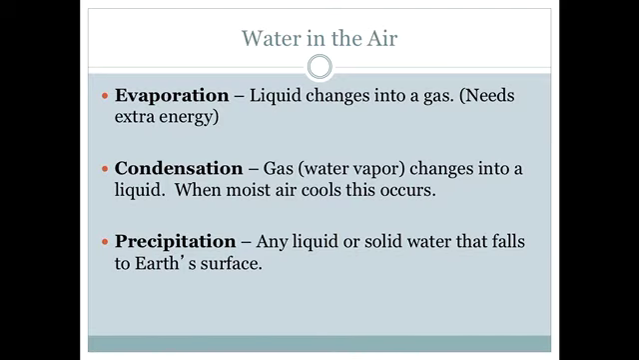Water in the air. Evaporation. This is where liquid changes into a gas, and it needs extra energy in order to do that. Condensation is where a gas, referred to as water vapor, changes into a liquid. When moist air cools, this occurs. Precipitation is any liquid or solid water that falls to Earth's surface.